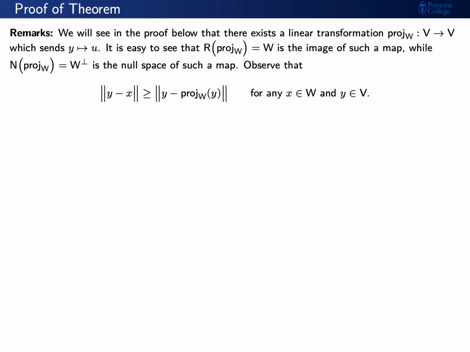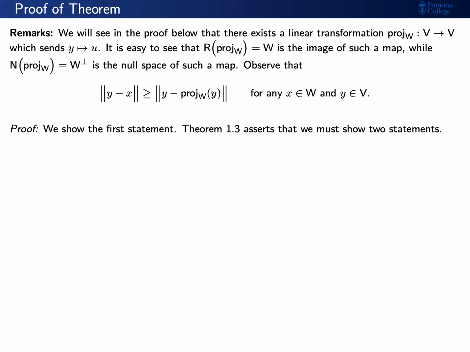Observe more generally that for any y in our vector space V, and for any x in the subspace W, the norm of y minus x is greater than or equal to the norm of y minus the projection onto W.